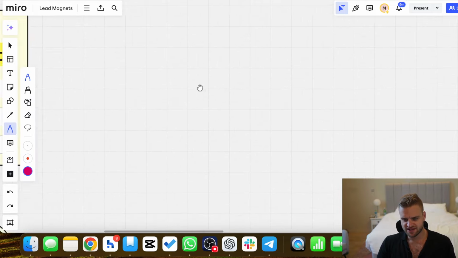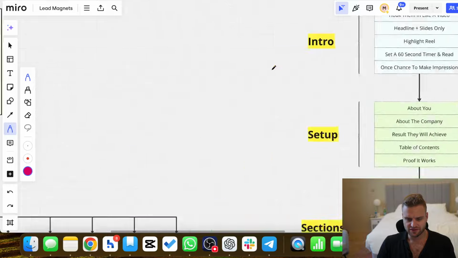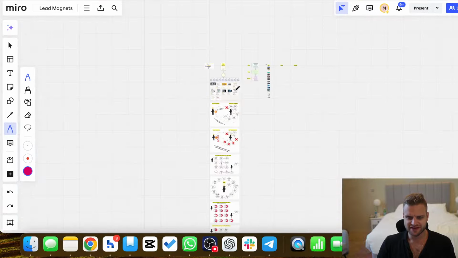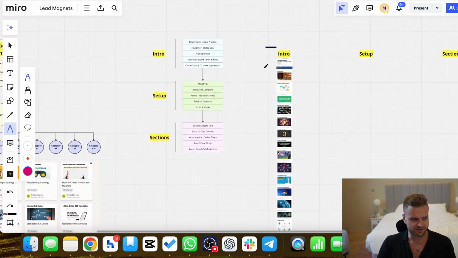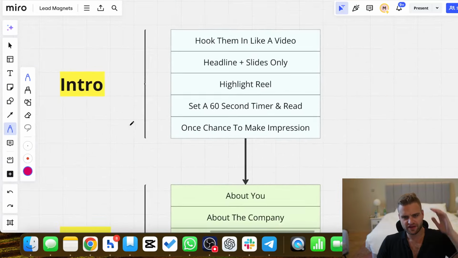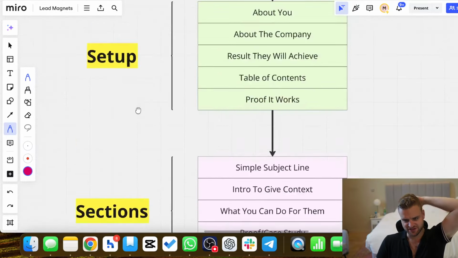So the next thing that we want to do is basically break the lead magnet down into multiple parts. That's the next step in this process. What we want to do is think of the lead magnet in three parts: the intro, the setup, and the sections.